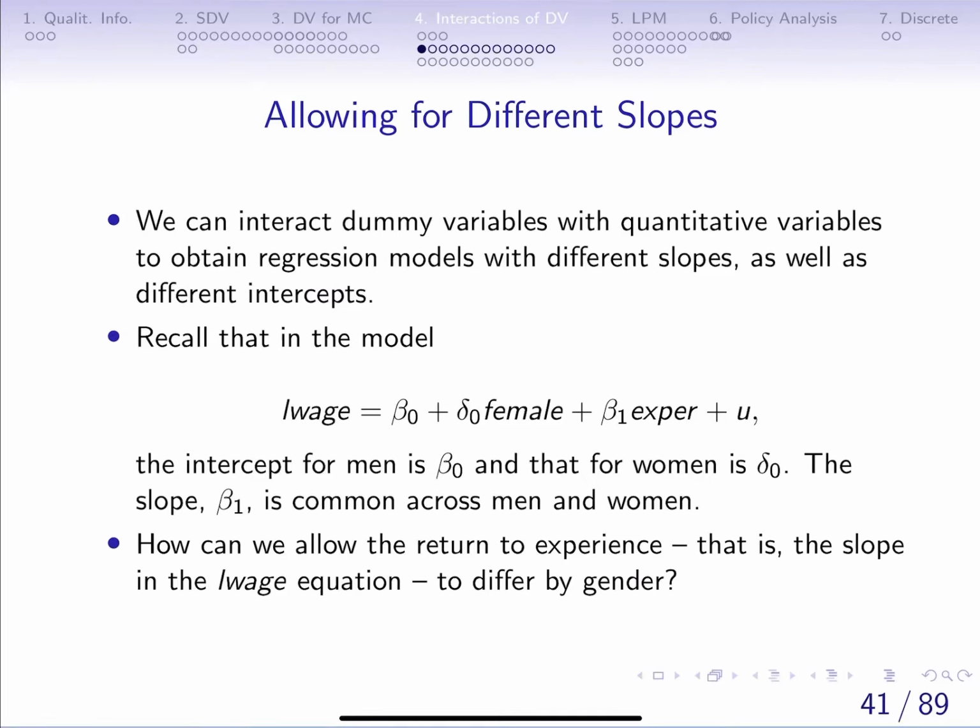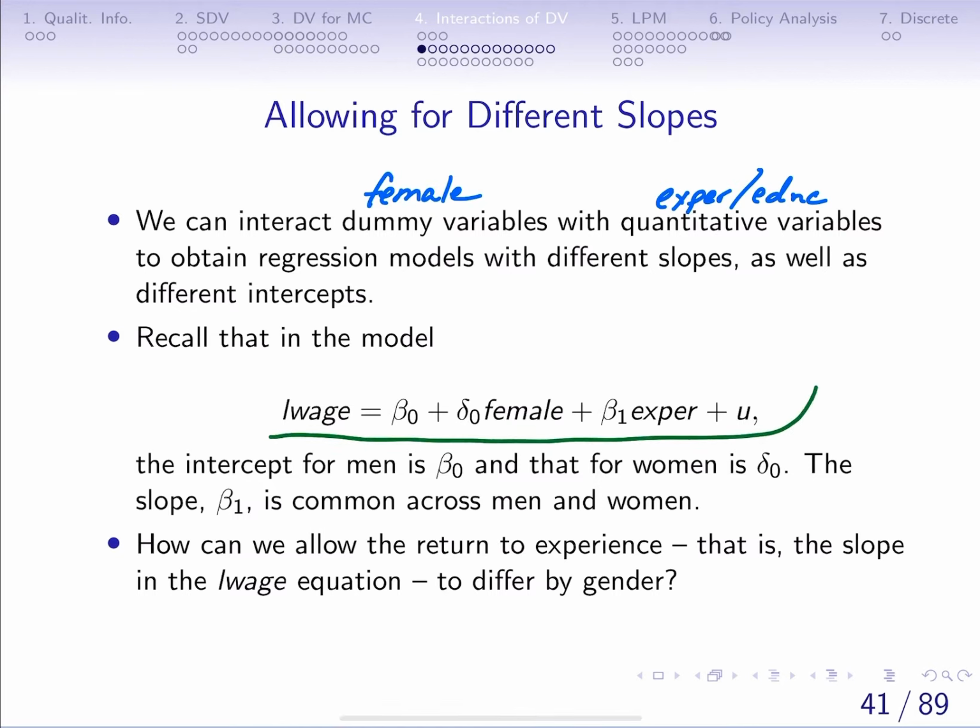In this video, we will talk about interacting dummy variables with quantitative variables. By dummy variables, we're talking about a variable like female, a 0, 1 variable. And a quantitative variable takes quantitative values like experience or education. We'll try to understand why we need to interact these two types of variables and what purpose that serves.